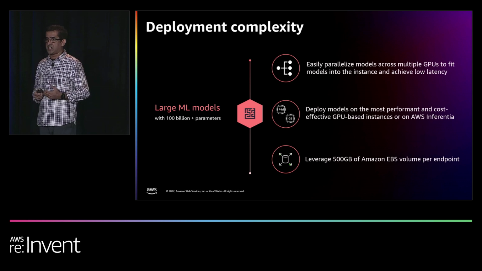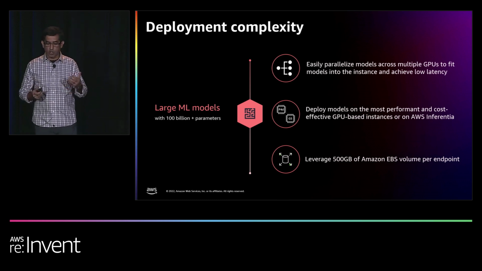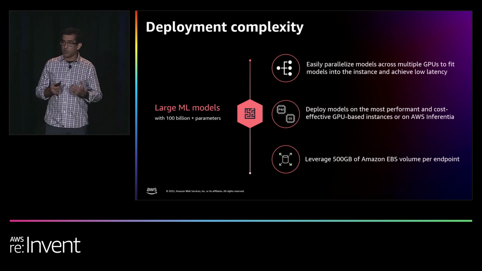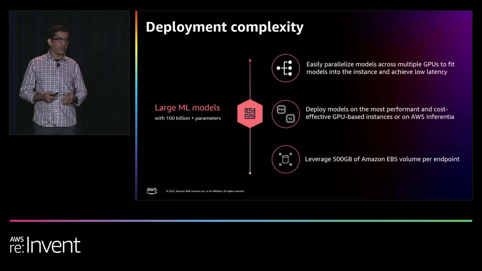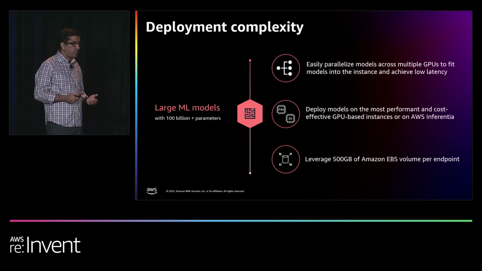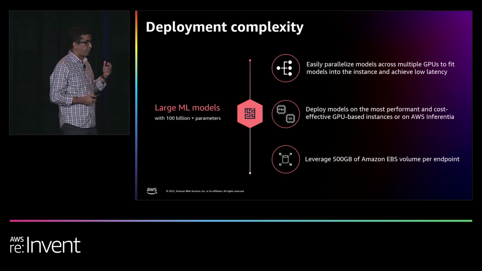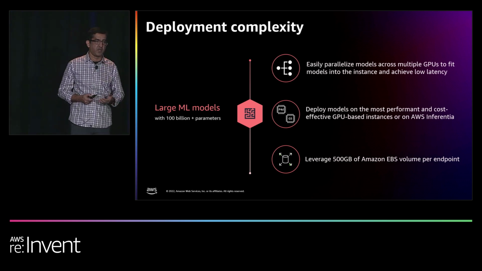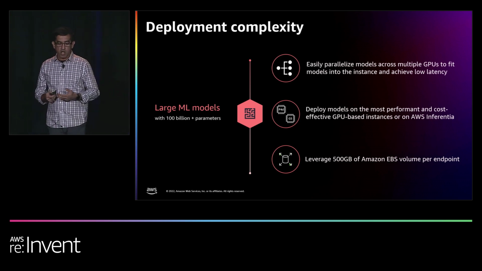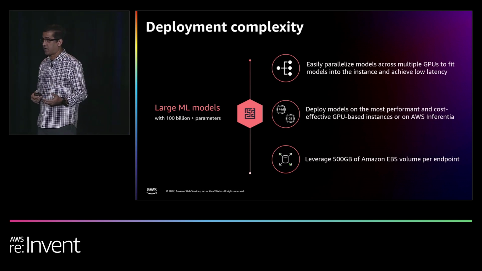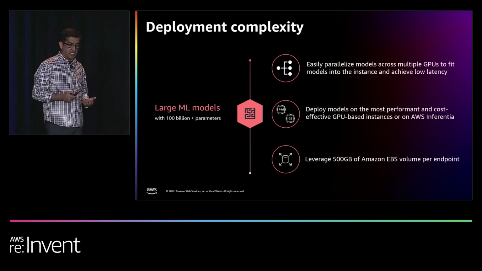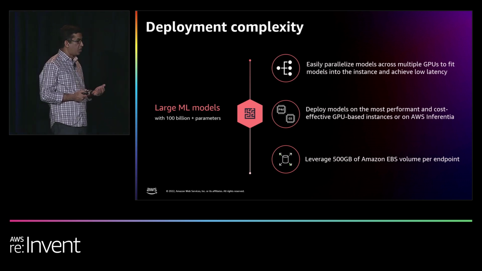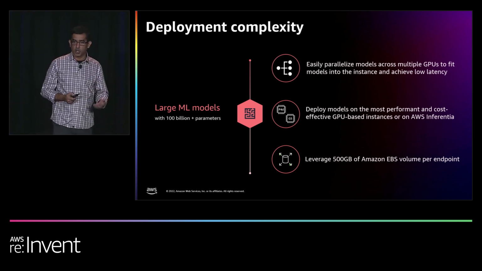And you can achieve latencies in a few milliseconds, a low millisecond range, and thousands of transactions per second in throughput. SageMaker offers you the option of deploying these models on some of the most performant and cost-effective GPU-based instances, or you can deploy them on SageMaker using the AWS Inference instances, which will save you costs. You can also leverage 500 GB of EBS volume per endpoint to host your models.